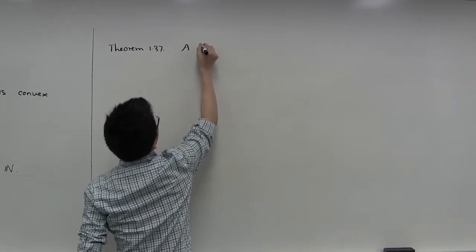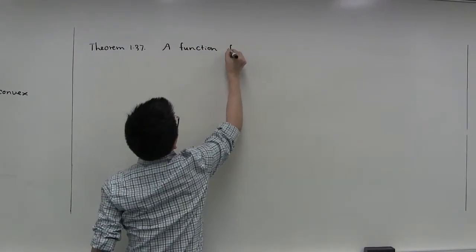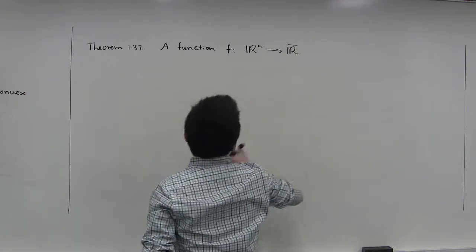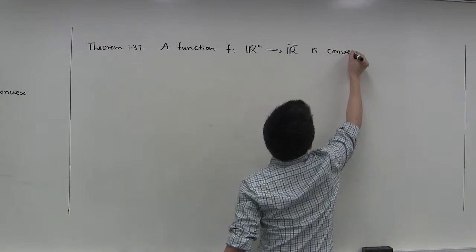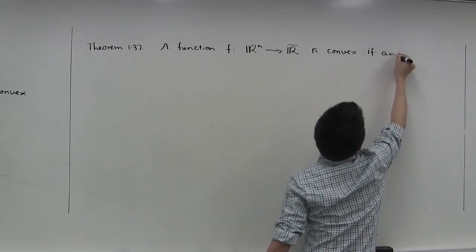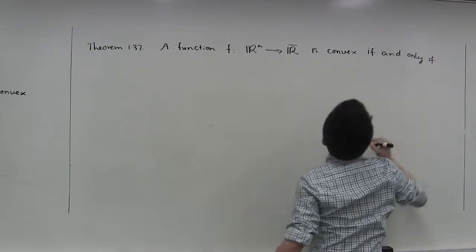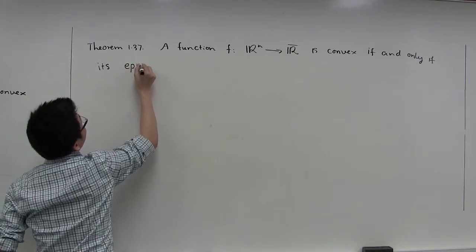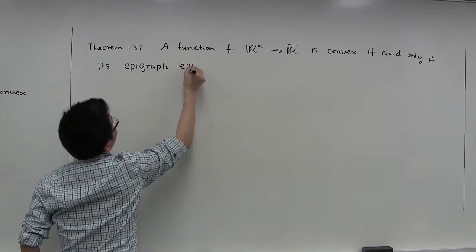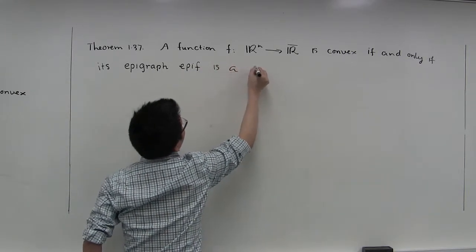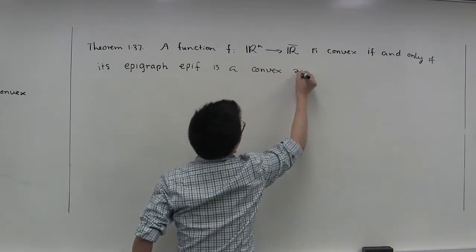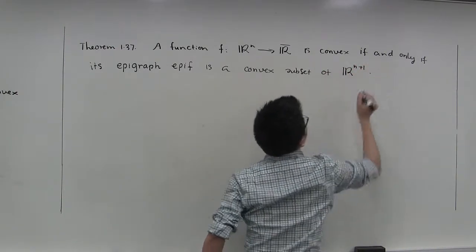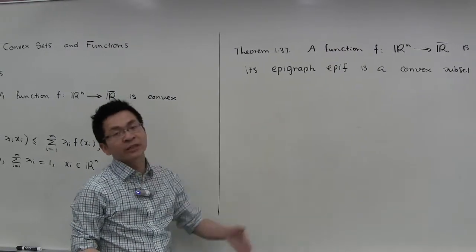A function f from Rn to the extended real line is convex if and only if its epigraph is a convex subset of Rn plus 1. Now, I'm going to go through the proof of this theorem.